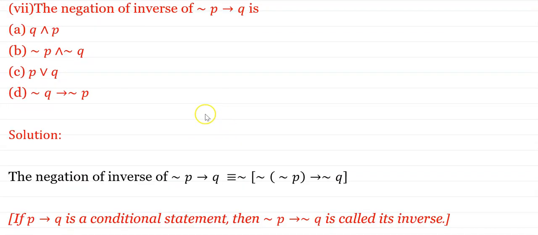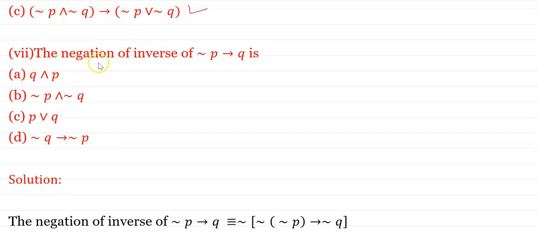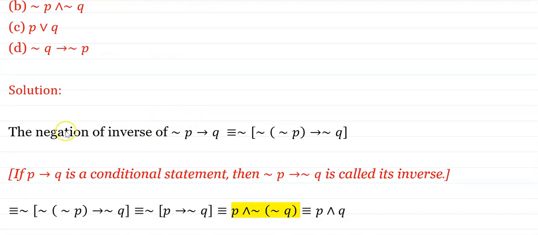Now the next question. The negation of inverse of negation of P implies Q is. First we find out the inverse of this statement. The negation of inverse of negation of P implies Q is.